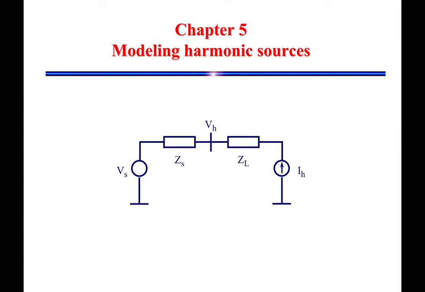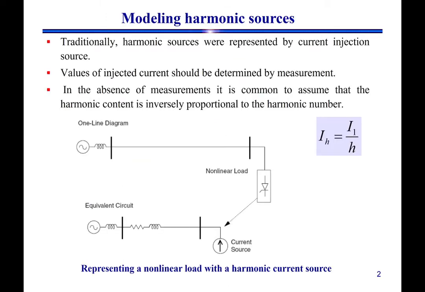Bismillah ar-Rahman ar-Rahim. Today we will start with Chapter 5, Modeling Harmonic Source. Traditionally, harmonic sources were represented by current injection source. So any harmonic can be represented by a current source. And the value of the injected current should be determined by the measurement, if it can be done. In the absence of the measurement, it is common to assume that the harmonic current is inversely proportional to the harmonic order.